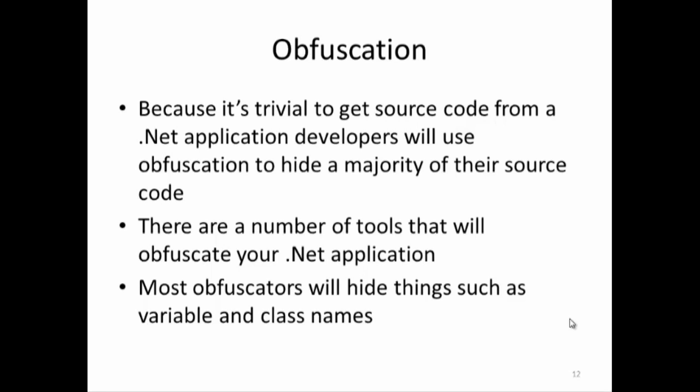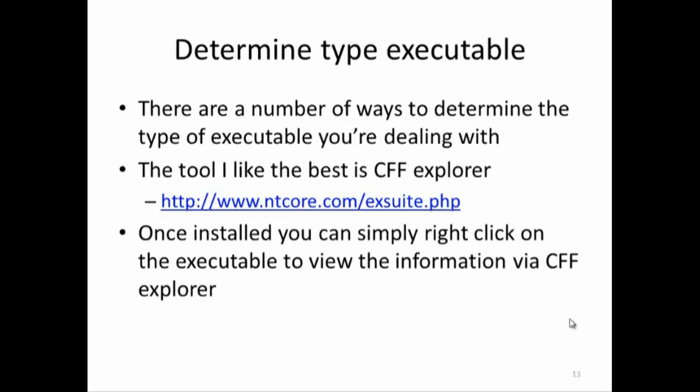There are a number of tools that will obfuscate your .NET application, and most of these obfuscators are simply going to hide, or at least in my experience, they're simply going to hide things such as variable names and class names. They pretty much hide anything to some extent that's user defined. If you're defining it, then it's going to obfuscate it. That's typically how you see most of these obfuscators work.